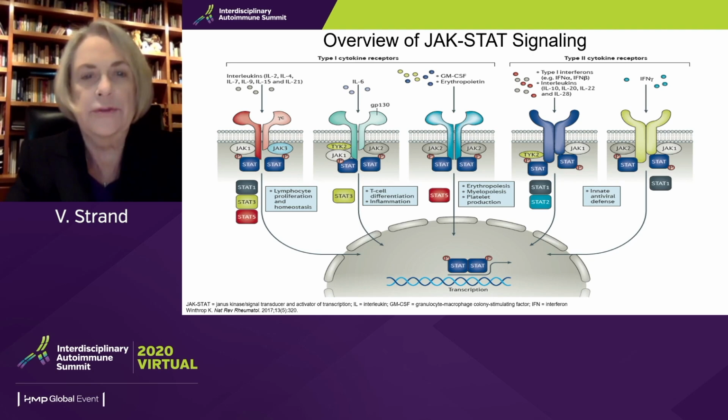So you've seen this slide drawn very many times, but basically we know that we have four JAKs, JAK1, JAK2, TYK2, and JAK3, and they signal together in various pairs, and this leads to STAT phosphorylation and then transcription of cytokines. So essentially the JAK inhibitors are basically interfering with a variety of different cytokine signaling.